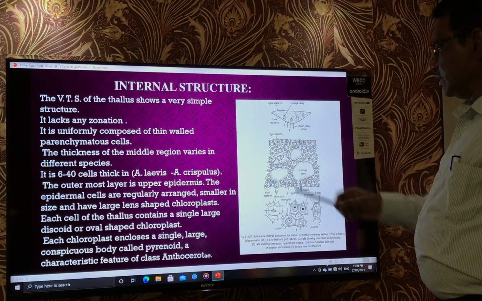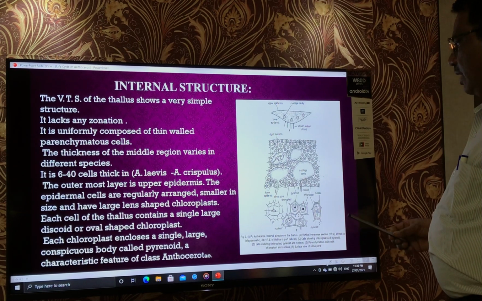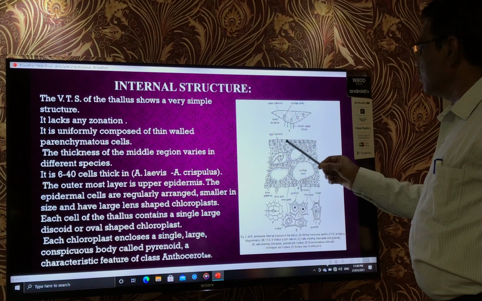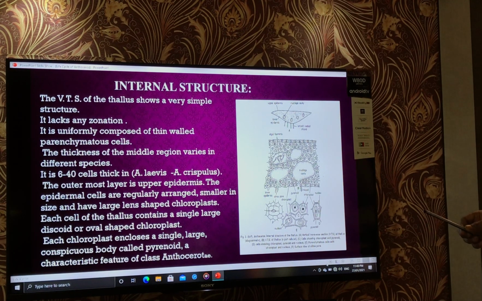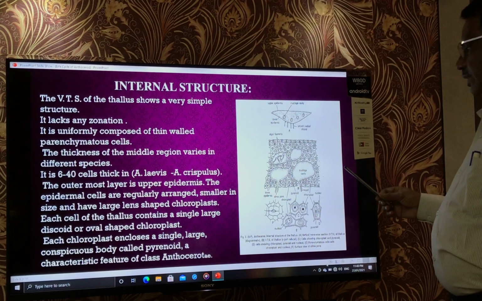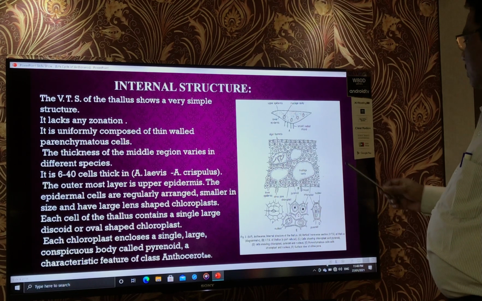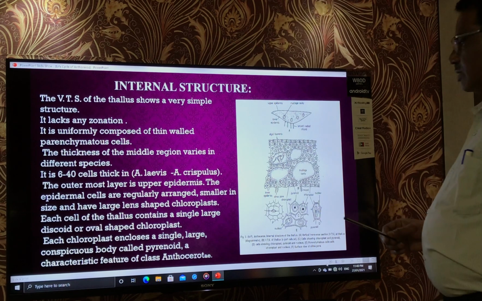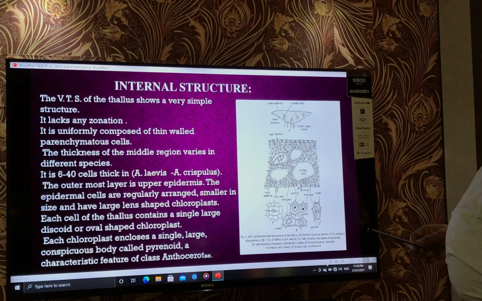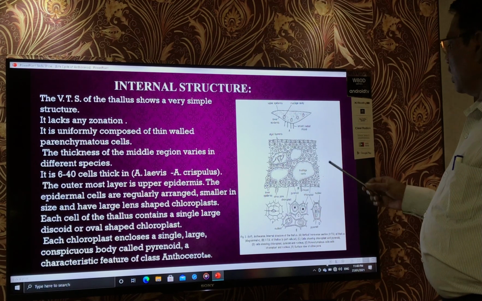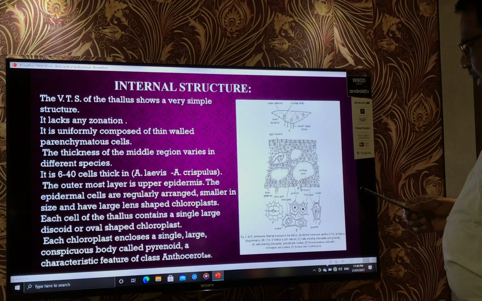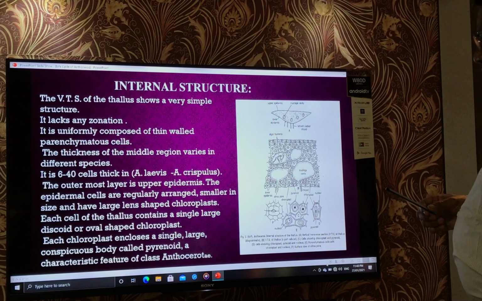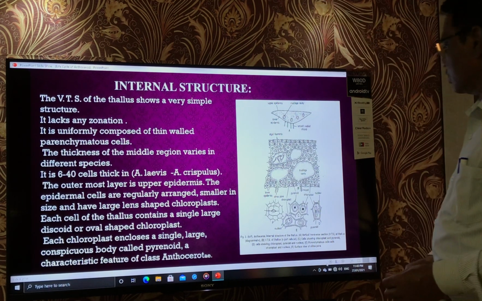So the epidermal cells are regularly arranged, smaller in size, and have a large lens-shaped chloroplast. So each epidermal cell, as well as all the parenchymatous cells, have such a large lens-shaped chloroplast. Each cell of thallus contains either a discoidal or oval-shaped chloroplast, and each such chloroplast encloses a single large conspicuous body called a pyrenoid. So another characteristic feature of the chloroplast is the presence of pyrenoid, and this is a characteristic feature of class Anthocerotae. Presence of pyrenoid is a characteristic feature of Anthocerotae.